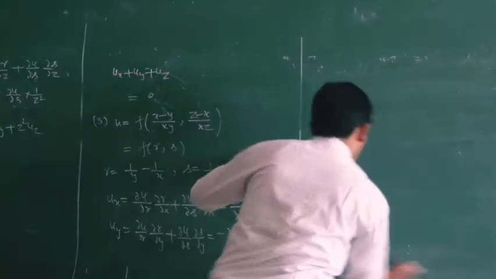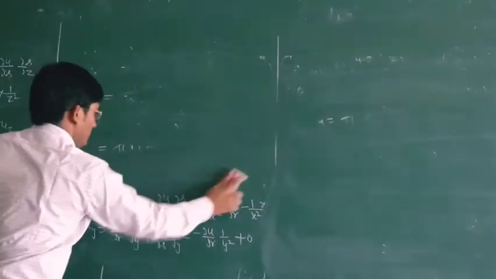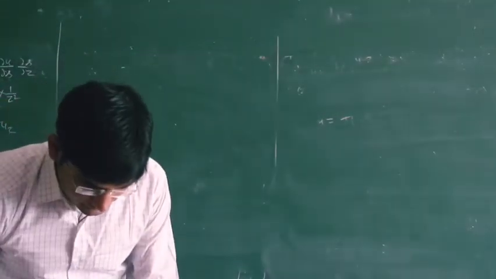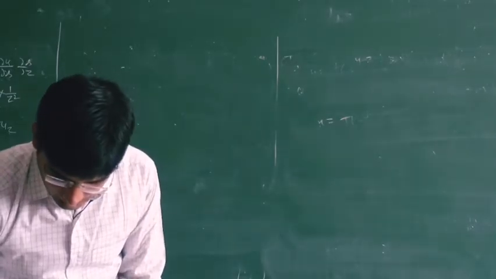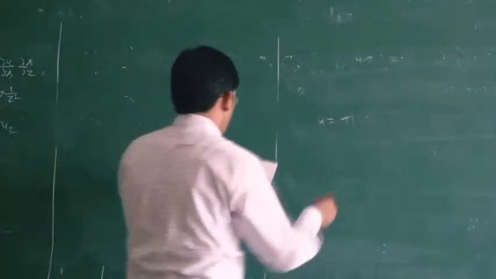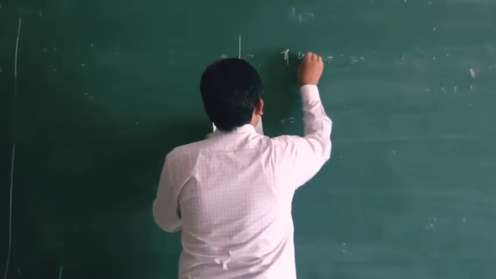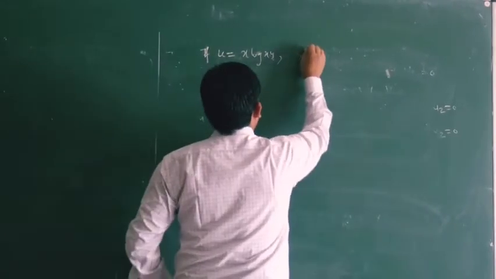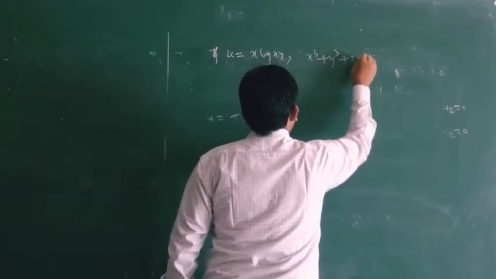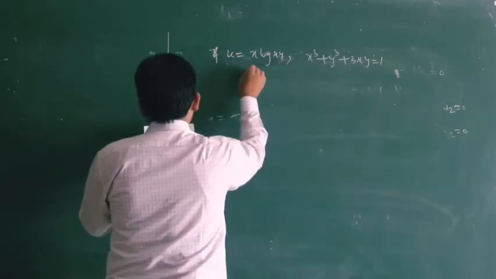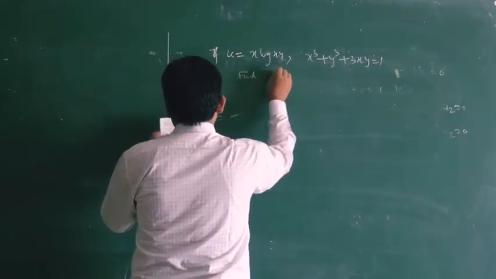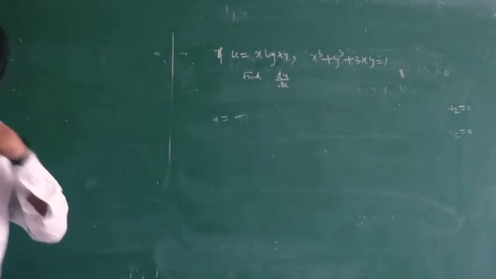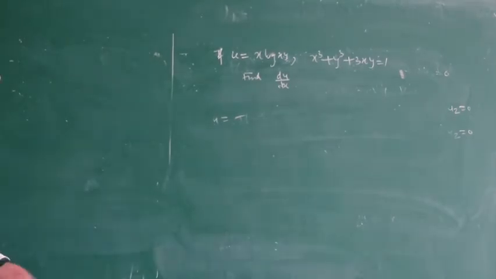Now, the next question is: if u equal to x log xy and x cube plus y cube plus 3xy is equal to 1, find du upon dx. Then you have to find out the value of du upon dx. So solution.